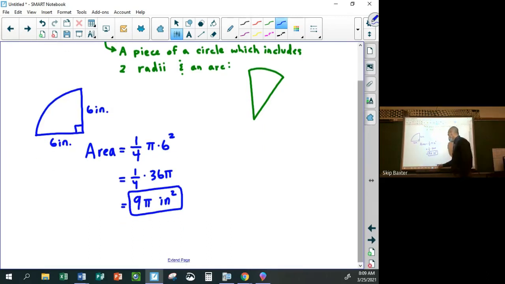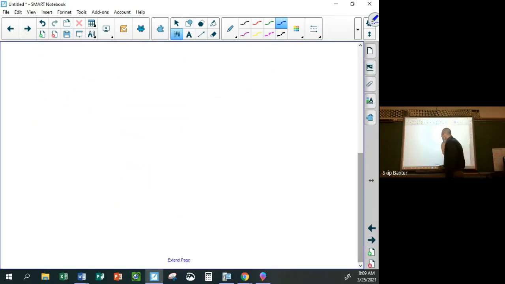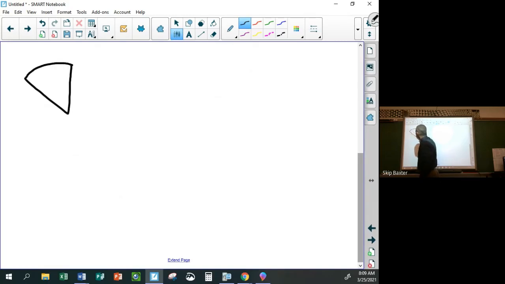What if, instead of a 90-degree sector, it was a 60-degree sector? What if it was something like this? Will those be numbers like that? Sure. Yeah, they'll give you the degree measure of this arc of the sector. Okay, so if this is 60, and let's say this was 4 centimeters and 4 centimeters. How would I calculate that area?